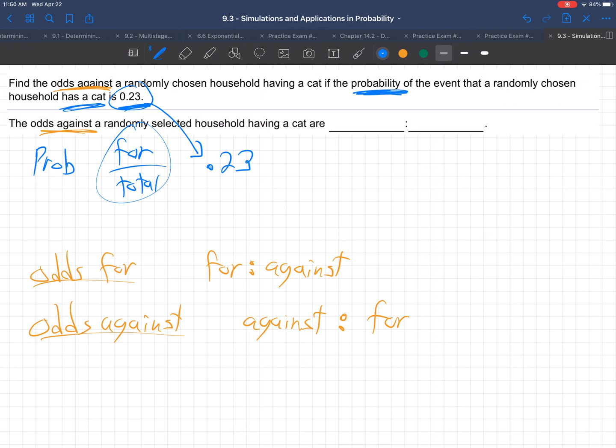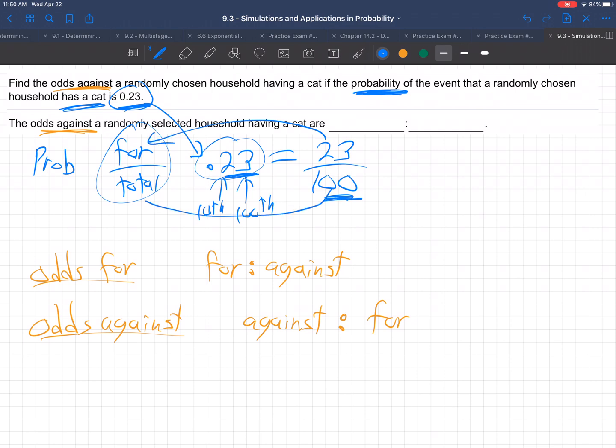How do you turn 0.23 into a fraction? It's 23 over 100. Do you remember that from your study of decimals back in Math 10A? That's because this is the tenths place, and this is the hundredths place. That's 23 hundredths. If it goes 2 places past the decimal, there are 2 zeros on the bottom. It's 23 divided by 100. So that means the for is 23 and the total is 100. That's the for and the total for the probability.